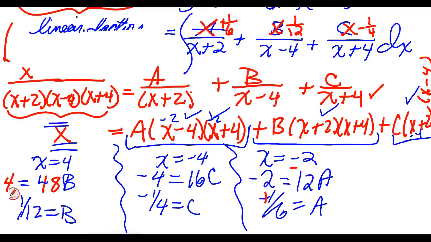Okay, there we go. So it'll be answer 1/6 natural log absolute value x plus 2, no fraction correction, plus 1/12 natural log absolute value x minus 4 minus 1/4 ln absolute value x plus 4 plus C. Is that what Wolfram said?